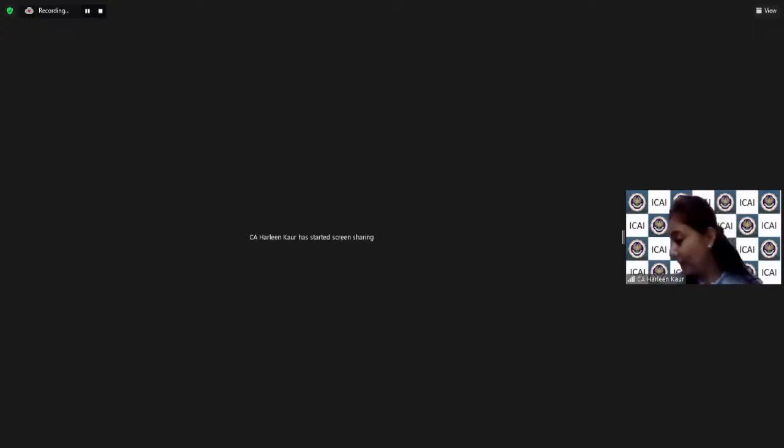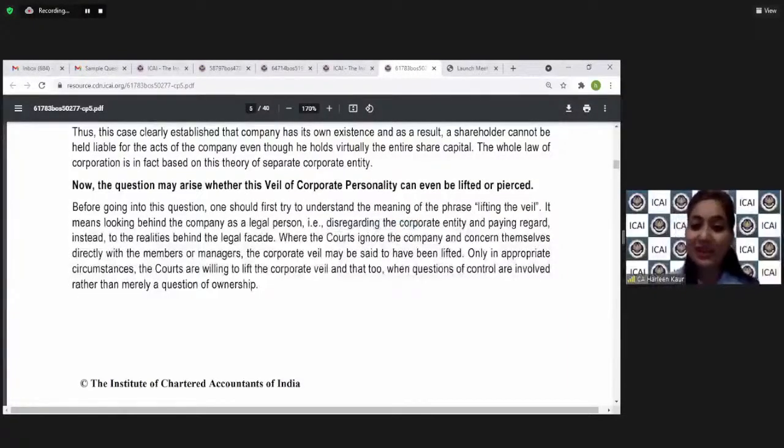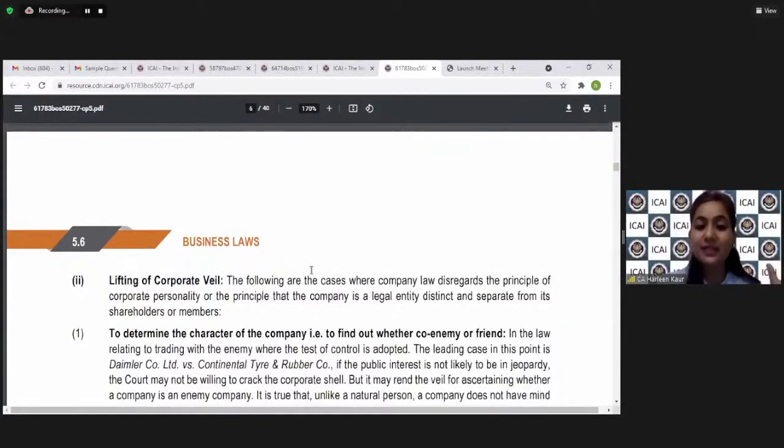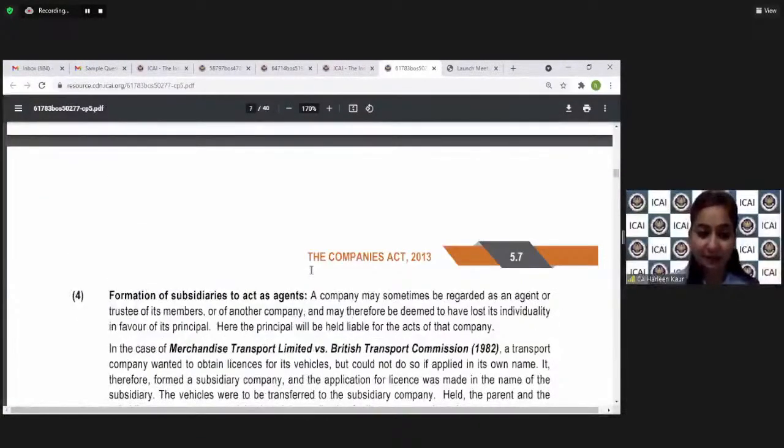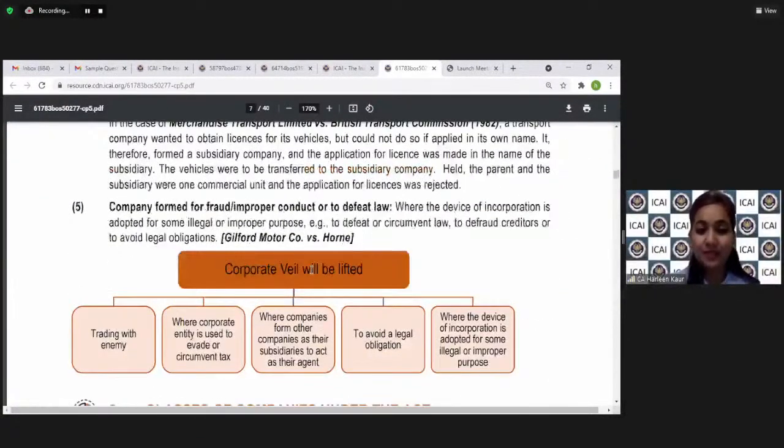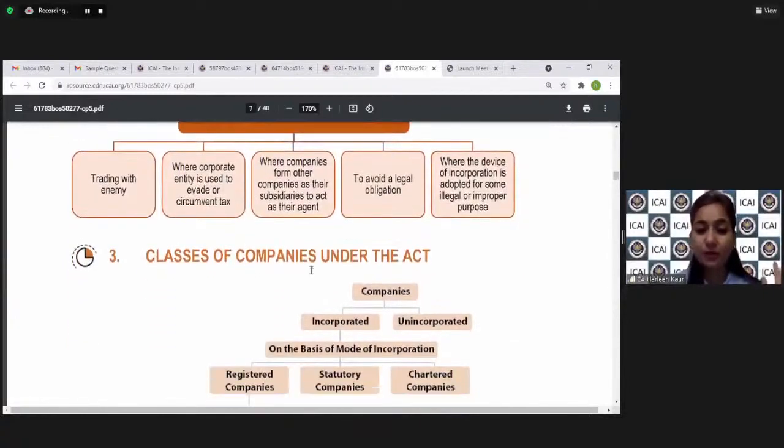There are no case laws now. Someone is asking, ma'am, are there still case laws? The case laws are done. Now we are going to do a simple question: types of companies. In that we will study company limited by shares, guarantee and unlimited companies. Okay, so these are the 5 cases which we have discussed where corporate veil can be lifted.